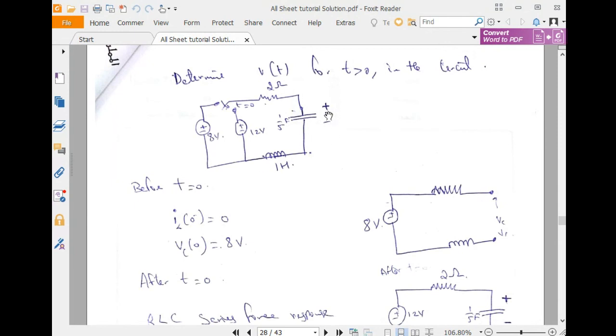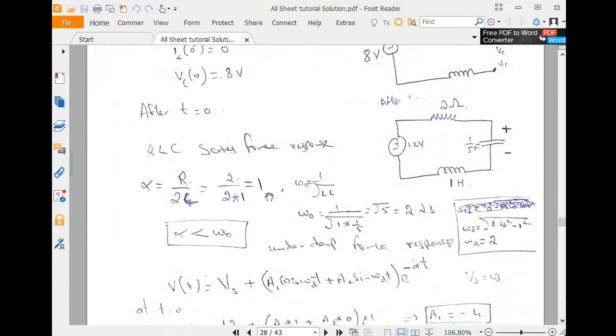Inductor is short circuit and capacitance is open circuit. That's why current will not flow. That's why it's equal to 0. And VC of 0 equal to 8, because 8 is connected here. The whole voltage source will appear here across the capacitance. This is standard.